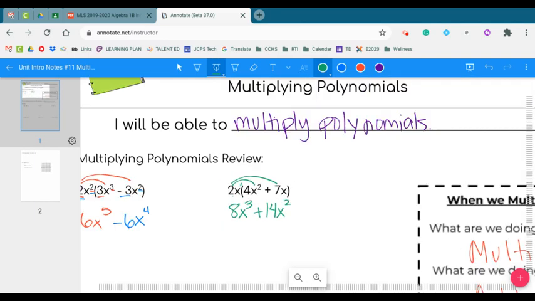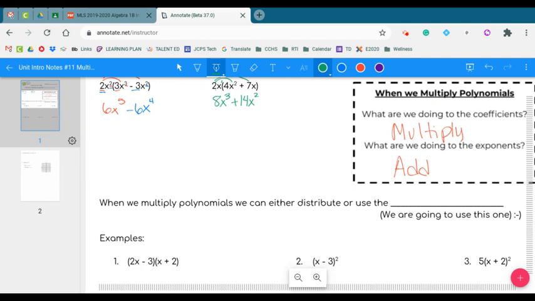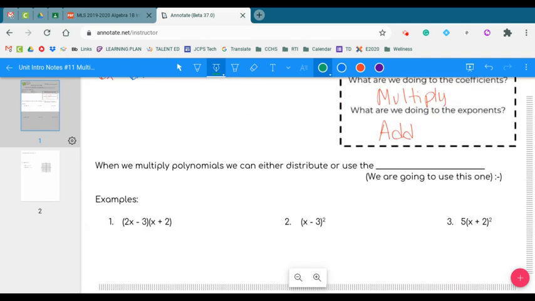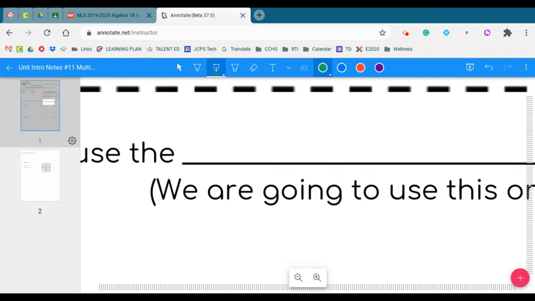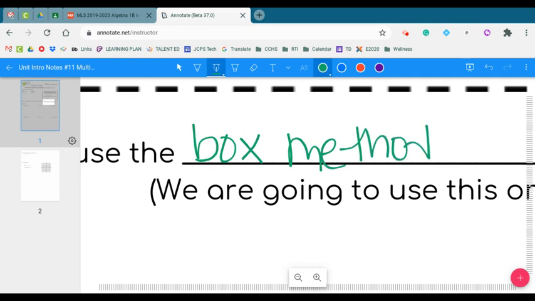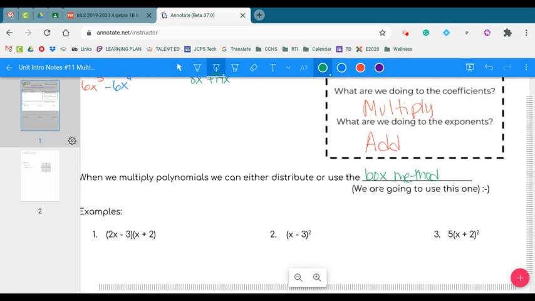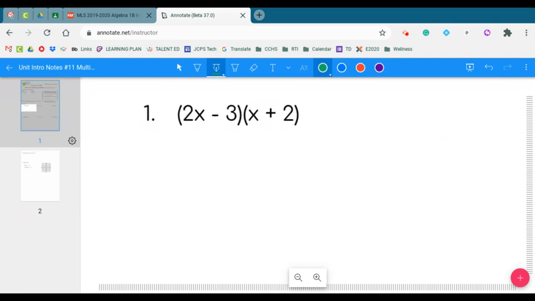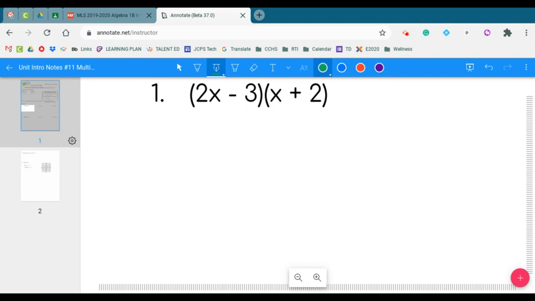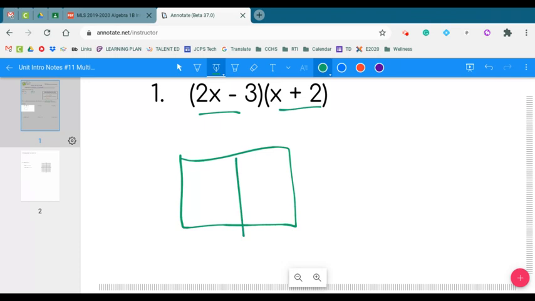Okay, so those are our first two examples. Now we're going to go down to the bottom where it gets a little bit trickier. So when we multiply polynomials together, we can either distribute, which is what we were doing above, or you can use the box method. We're going to be using the box method. Now, if you feel more comfortable with distribution, you can use distribution. Okay, so our first example, we have 2x minus 3 and x plus 2. So if you're using the box method, you want to create a 2 by 2 box because we have 2 terms in each set of parentheses.